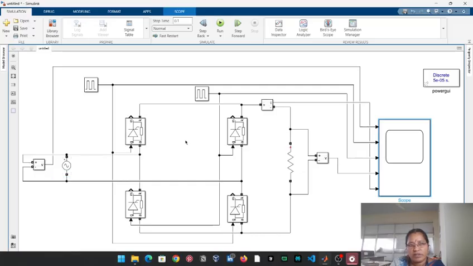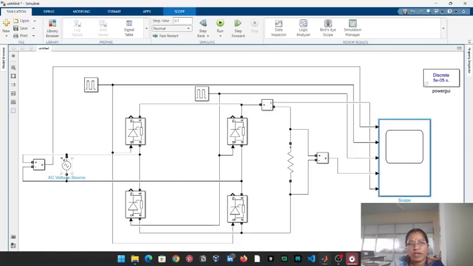This converter consists of 4 thyristor switches. A full converter consists of 4 converter switches. If it is a half converter, we need to replace 2 thyristors with 2 diodes. Instead of 4 thyristors, for a half converter we use 2 thyristors and 2 diodes only. This is the full controlled converter, so we are considering 4 switches.